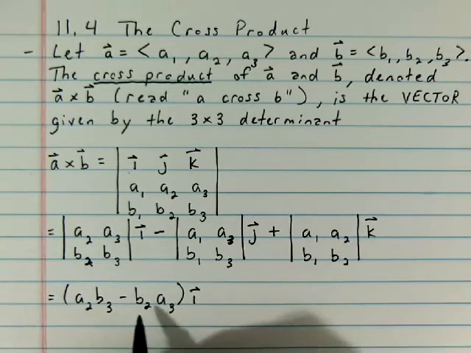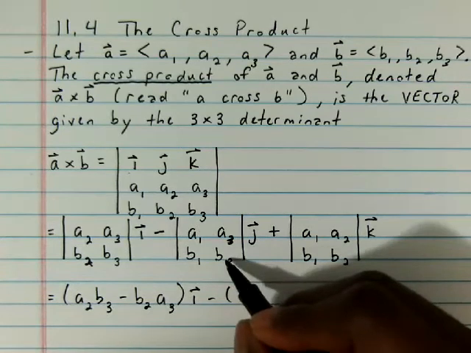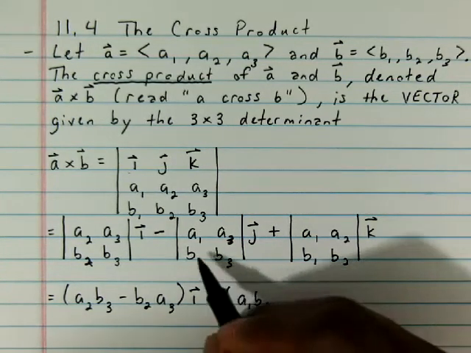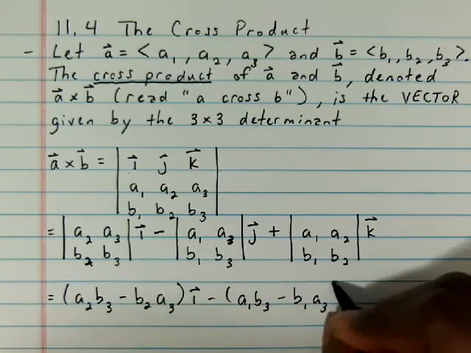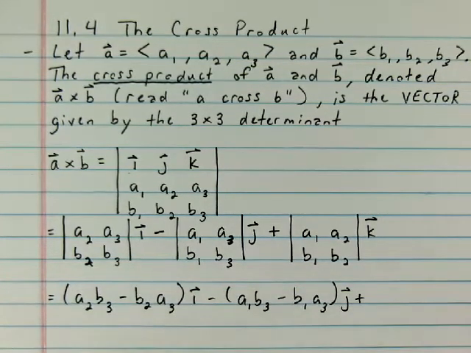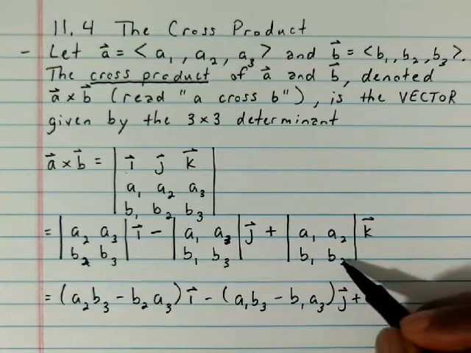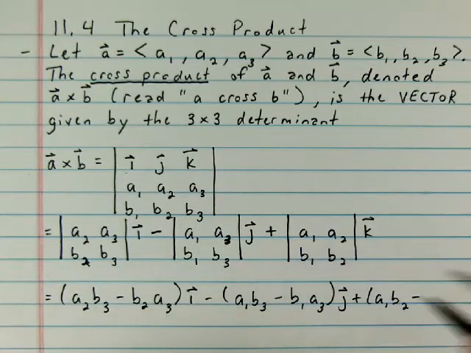So now we're just going to have some number, whatever this number is, multiplied by I, and then minus A1 times B3 minus B1 times A3. And we still have our J. We don't want to forget about that. And then lastly, plus A1 times B2 minus B1 times A2.